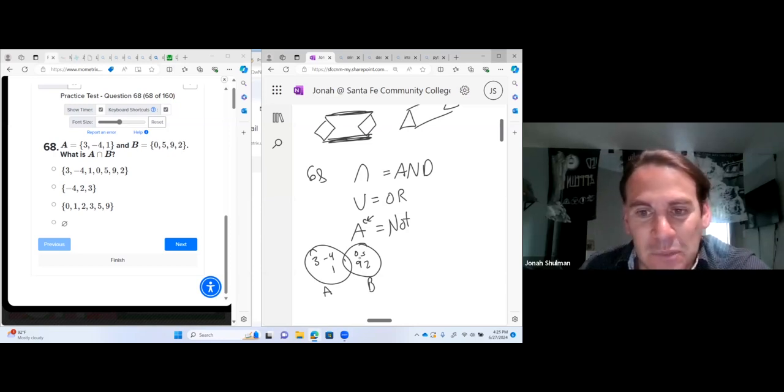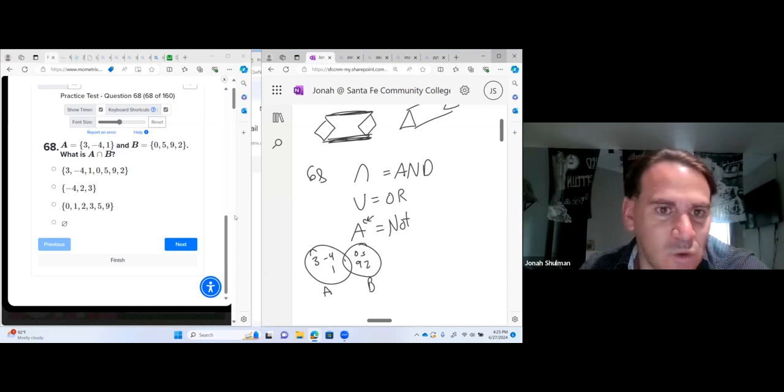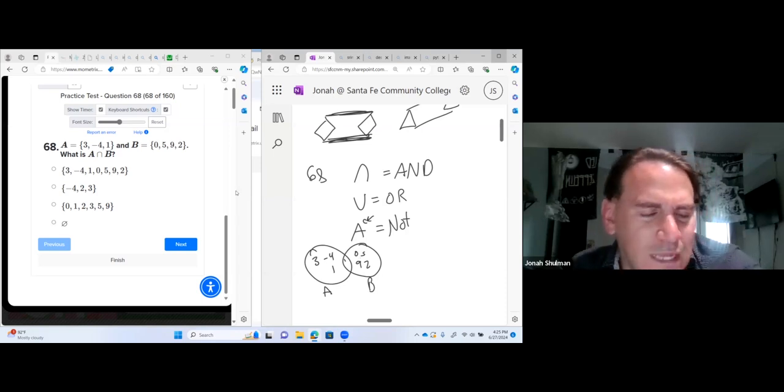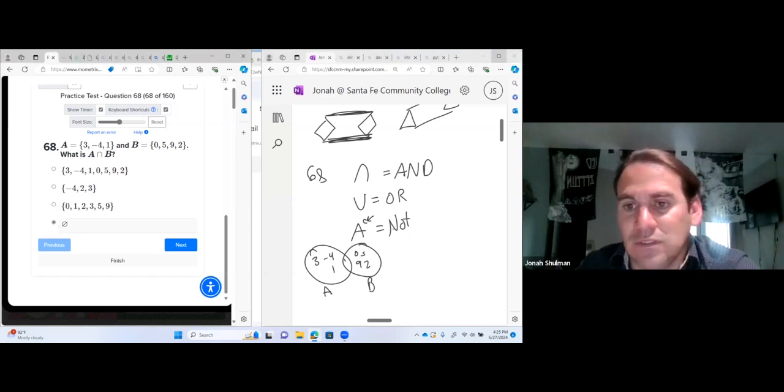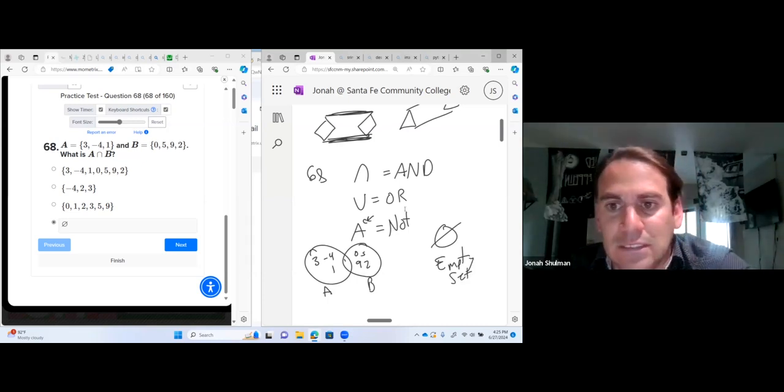If it was A not B, it would just be this half, right? But they just want A and B. Do they match at all? No. So this is what this means. This is the 0 or empty set. It means we got no matches. So 68 is D.